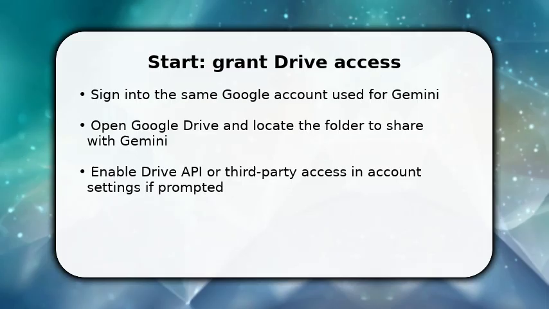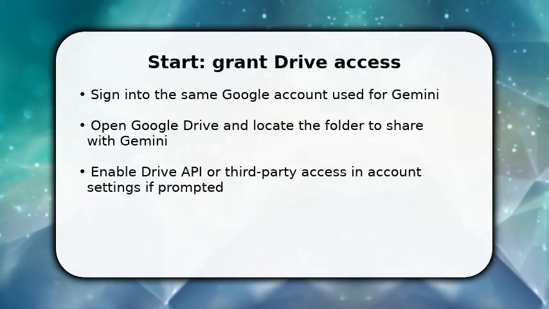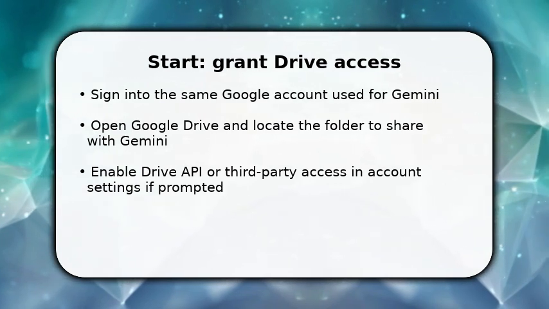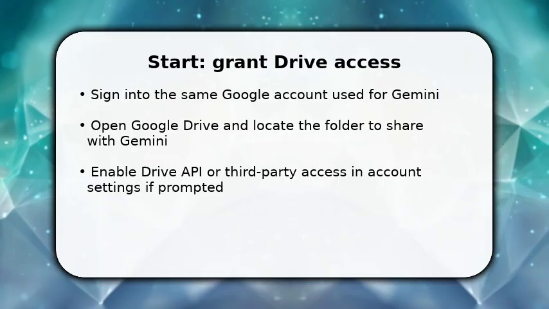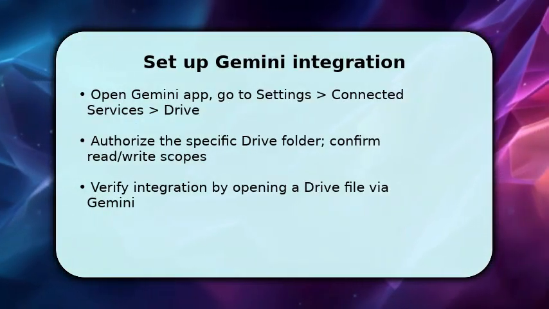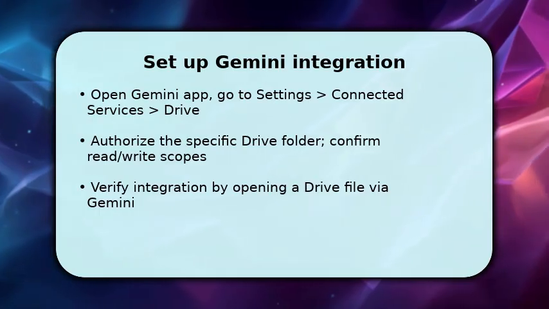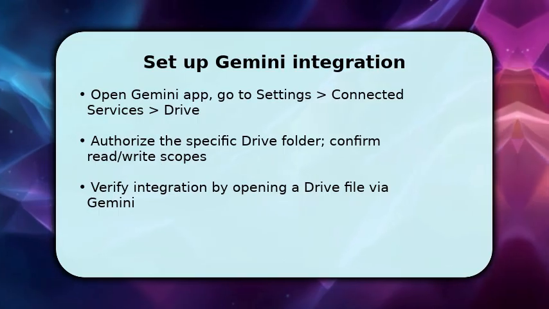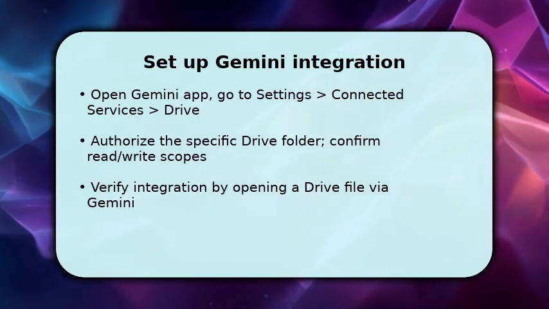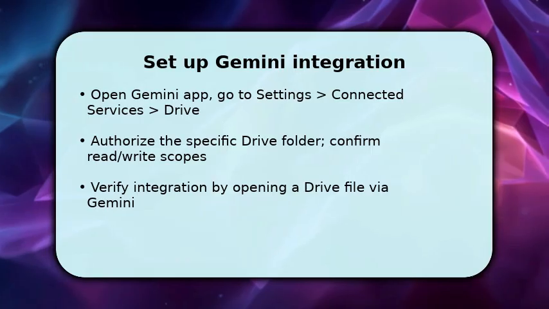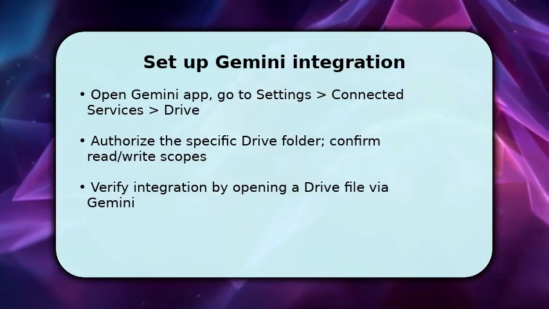Make sure to accept file-scoped access rather than full account sharing when offered, because that limits risk while still allowing Gemini to open and edit documents. Now configure Gemini's integration screen and authorize the Drive connection. In Gemini, navigate to Connected Services, choose Google Drive, then select the folder you previously prepared. You will be prompted to approve specific scopes, confirm read and write so Gemini can summarize, edit, or save files.